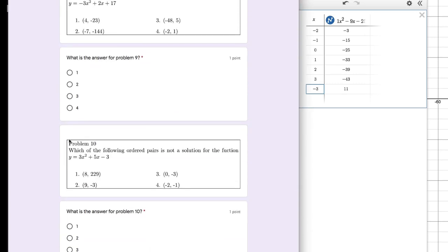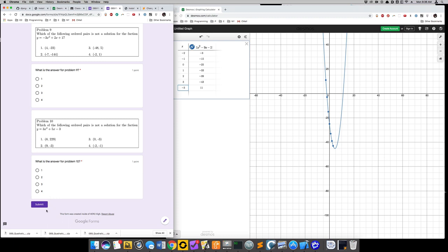Go ahead and finish all the rest of the problems. When you're done, press submit. See how many you got right. If you don't like your score, you can try again.